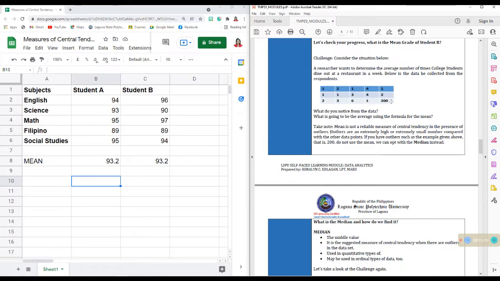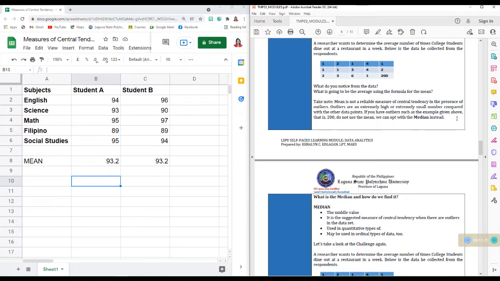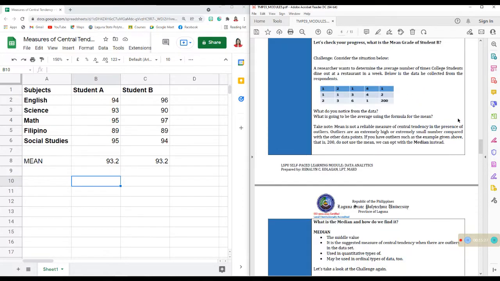Ito yung gagawin. If you have outliers, such as the example here in the challenge, that is 200, wag mong gagamitin ang mean. Do not use the mean. We can opt with the second measure of central tendency, which is the median. Pinakuha ko lang sa inyo dito kung ano ang mean, pero kapag ka po may 200, wag nyo po siyang gagamitin.